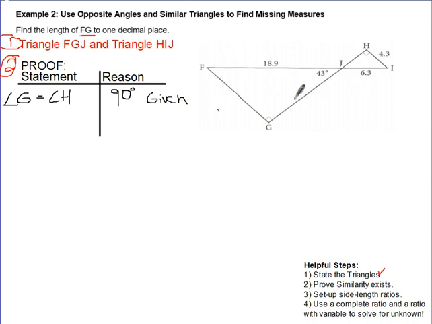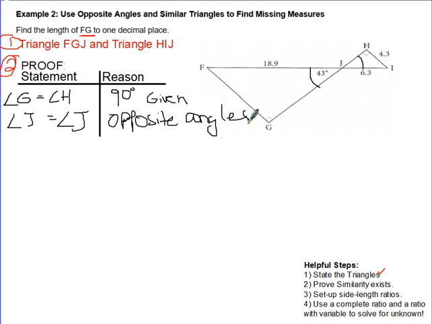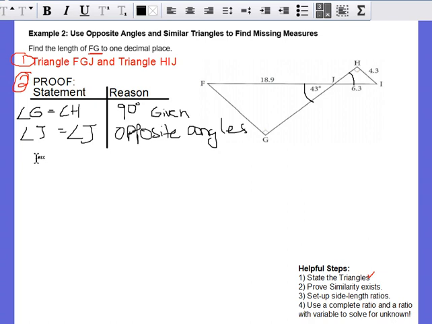Sorry about the penmanship. And angle, now the textbook might like to say FJG, but really I'm just talking about angle J. Clicking stuff, it's not working. There it is. Angle J is equal to angle J, and we know that because they are both opposite angles. So we can go ahead and say opposite angles.